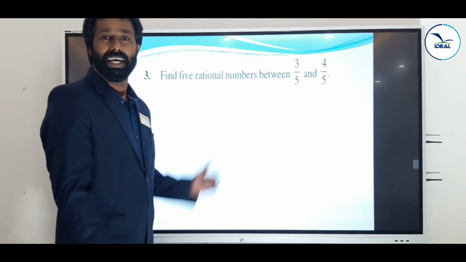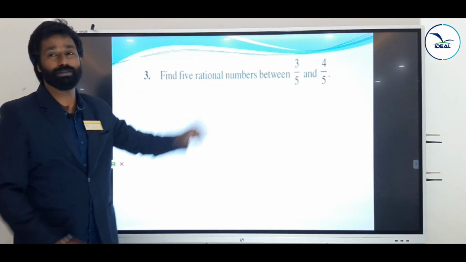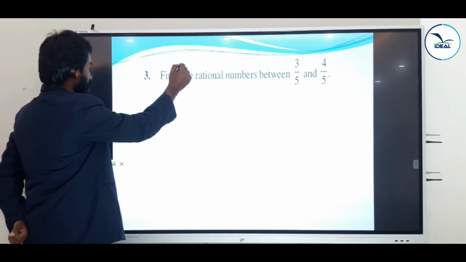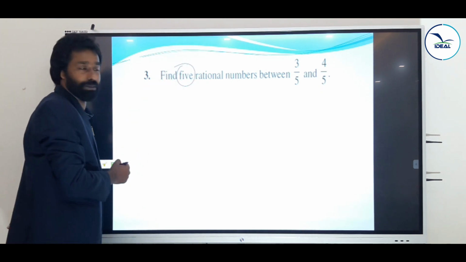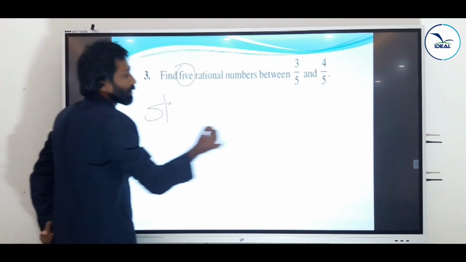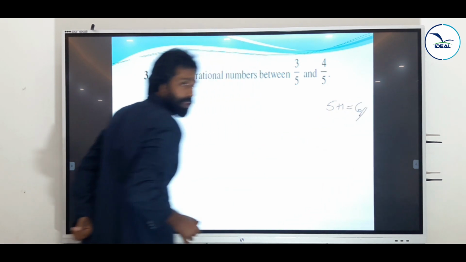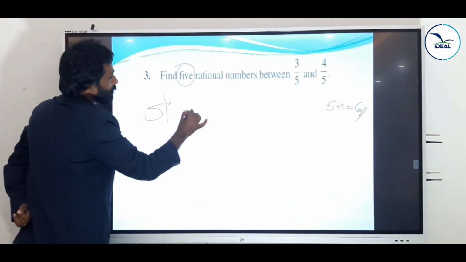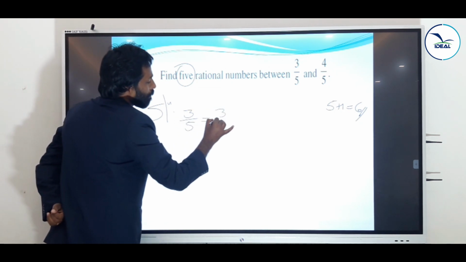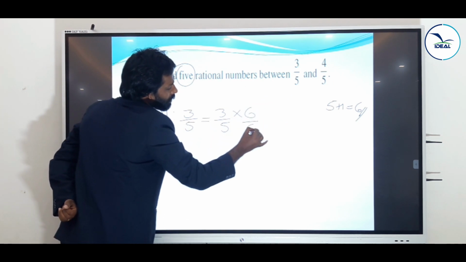Well, now consider this example. The question is, find 5 rational numbers between 3 by 5 and 4 by 5. Here we need to find 5 rational numbers. Therefore, how to solve this one? First, 5 rational numbers, therefore 5 plus 1, we know it's 6. Take the first number 3 by 5. It's equal to 3 by 5 into 6 divided by 6. What will we get?